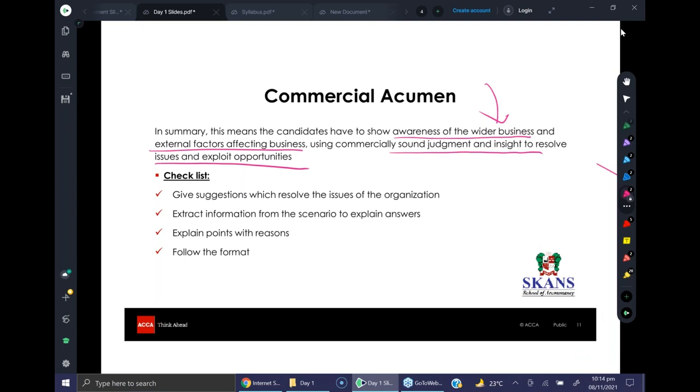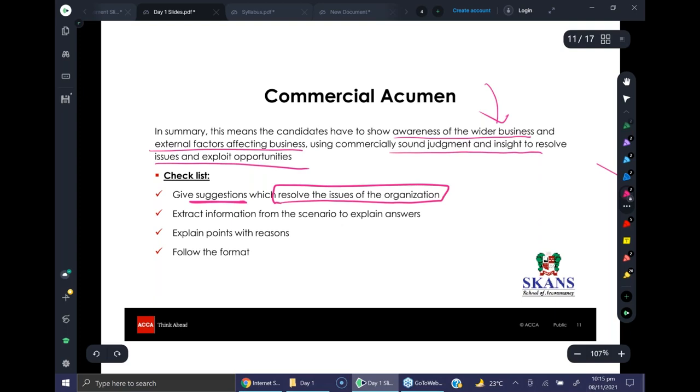Okay, now how to demonstrate commercial acumen in our exam questions. So the first thing, and I think this is one of the most important things you can do for commercial acumen skill demonstration, is to give suggestions. If suggestions are asked, then you give suggestions which resolve the issues of the organization in actual sense.